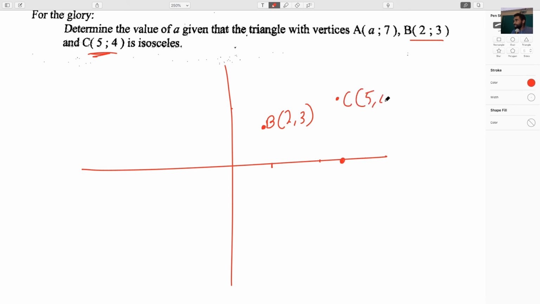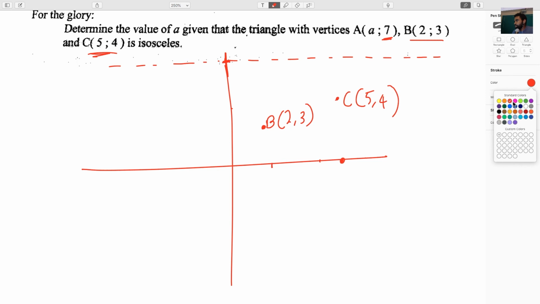C is 5, 4. And finally, we have A, which is A, 7. So we do the 7 first, of course, because that's the only one we can do. If this is 4 and this is 3, then 7 will be, let's say, here. And it'll just be a line. We don't know the x, we just know that it has a y of 7. So we can just do a kind of dotted line there. A could be anywhere here. But we can guess where it will be based on the fact that the triangle must be isosceles. I've solved this before this video, and there are actually 3 possible points. But for now, we just pick one.